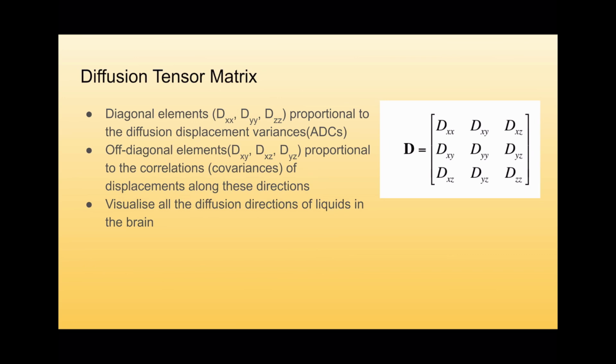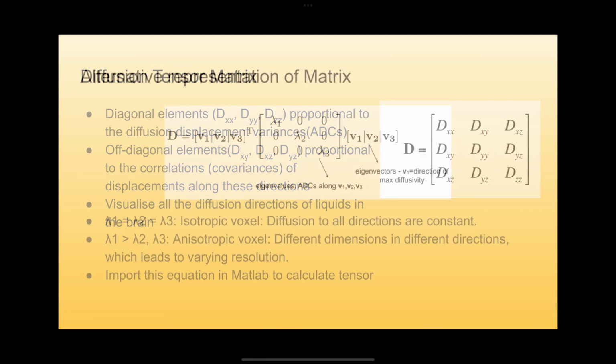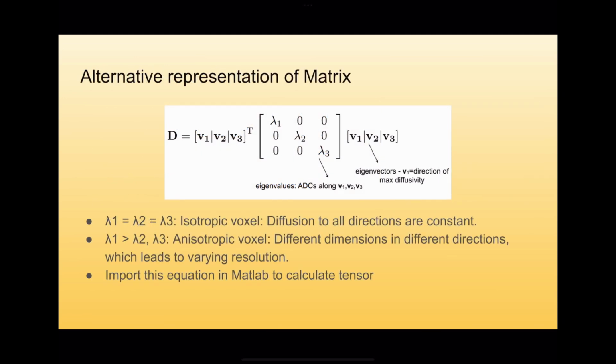In the matrix, the diagonal elements are proportional to the diffusion displacement variances, and the off-diagonal elements are proportional to the correlations of displacements along these directions. With all the values calculated, we can visualize all the diffusion directions of the liquids in the brain. We can further derive the alternative representation of the matrix by eigen decomposition.